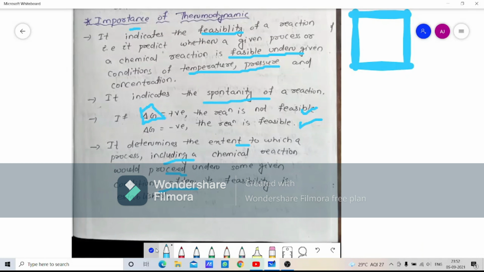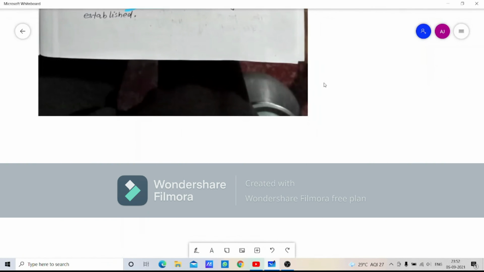By thermodynamics you can also determine the spontaneity and feasibility of a reaction.